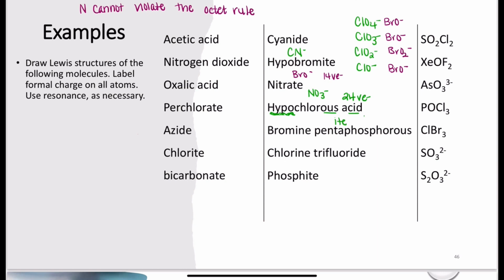So hypochlorous acid is HClO. But you're going to see this also written as HOCl. And that's because we've got an acid that has a hydrogen and oxygen again, which means it is an oxyacid. The hydrogen will be connected to that oxygen.